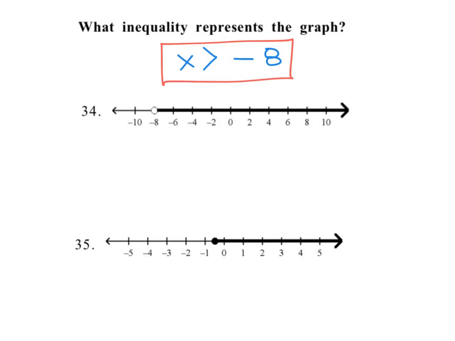where is that endpoint? Well, look at it. It's exactly between 0 and -1. Okay, what number is between 0 and -1? Well, what number is between 0 and 1? Between 0 and 1 is a half. So between 0 and -1 is -1/2.